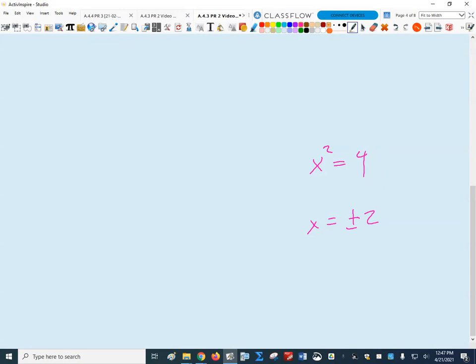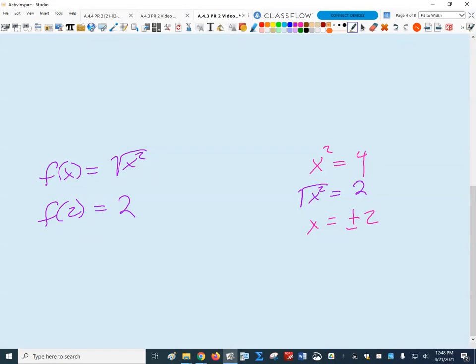Where does it come from? Here's where it comes from. If I square root both sides, here's the missing step that nobody ever shows you. The square root of x squared equals 2 if I square root both sides. But what in the heck is the square root of x squared equal to? It's not x. I'll prove it to you. Let's make a function here. f of x equals the square root of x squared. And let's evaluate this function at 2. I get the square root of 2 squared, square root of 4, is 2.